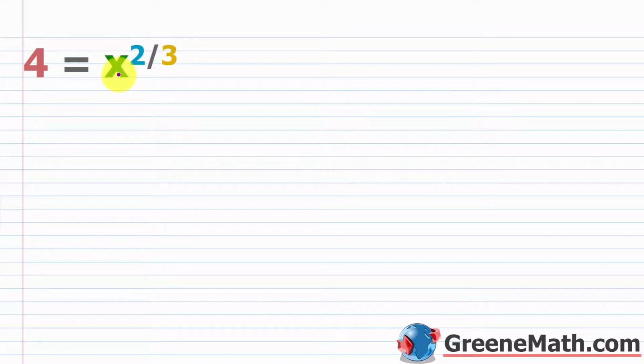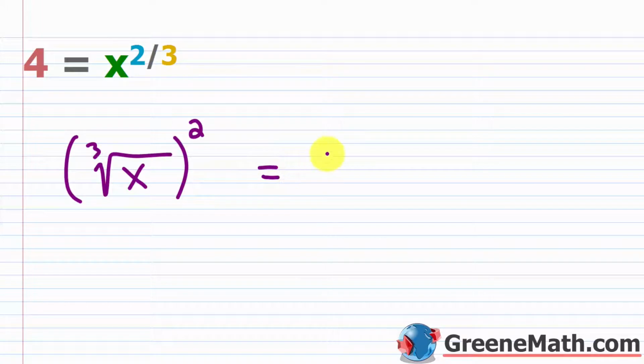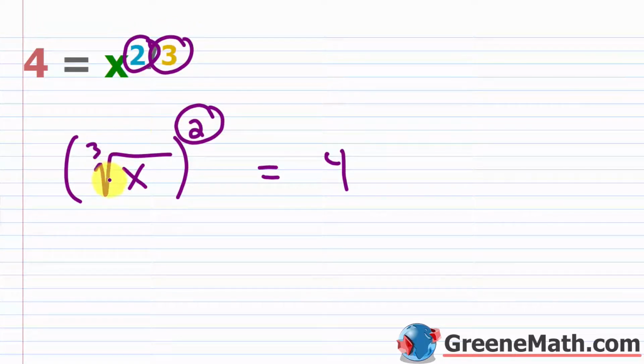So what you want to do here is think about this using the radical notation that we learned earlier. So I'm just going to go ahead and say this is x, and I want the cube root of that. And then this whole thing is going to be squared, and I'm going to set this equal to 4. Okay, so this is just another way to write x to the power of 2/3. This is going to be what it's raised to, and this is going to be your index on your radical.